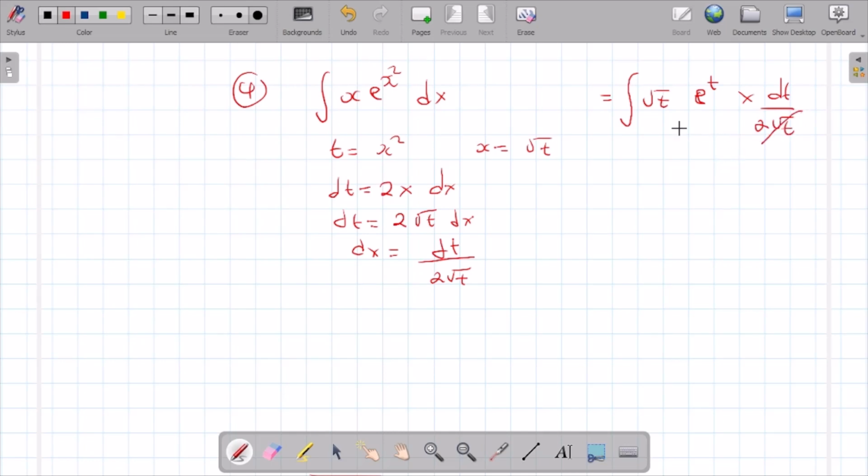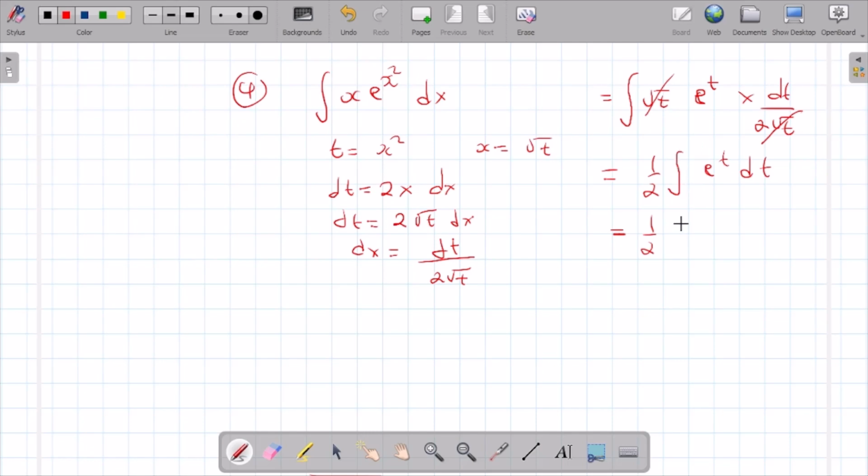Now the square root of t and the square root of t simplify. The half is a constant, so we take it out of the integral sign. So we have half multiplied by the integral of e to the power of t dt. So now we have half. Now what is the value of this integral?